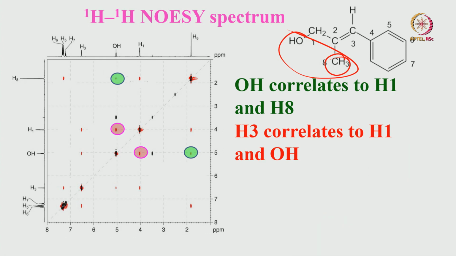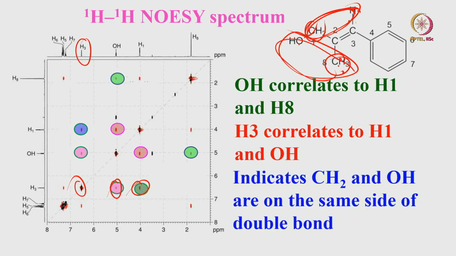H3 correlates to H1, see, H3 is here and it correlates to H1 and OH both. When H3 is correlating to OH and H1, that means this CH2 and this proton are on one side of the double bond. This correlation tells me this CH3 is on the other side of the double bond. So, like this you get the correlation information, indicating CH2 and OH on one side, and this correlation tells me the CH2 is on the other side.